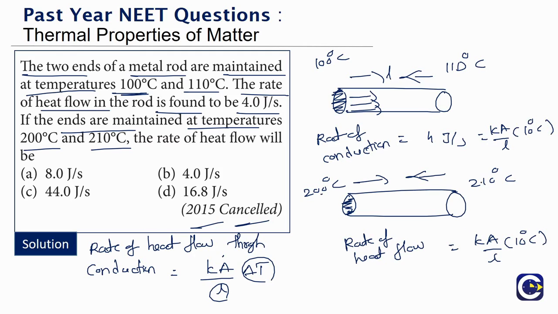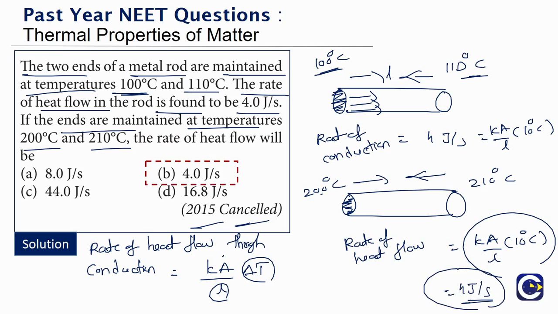From 200 to 210, the difference is 10. From 100 to 110, the difference is also 10. So in this case also, the expression is KA by L into 10. So this is also nothing but 4 joule per second. In this case also, the rate of heat flow will be the same, 4 joule per second. It is not going to change.